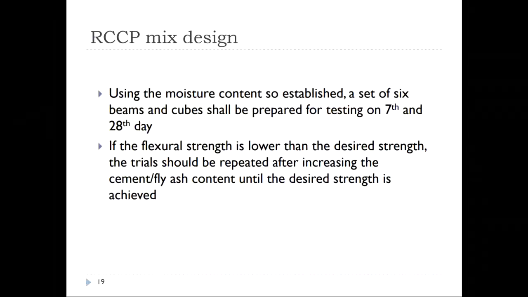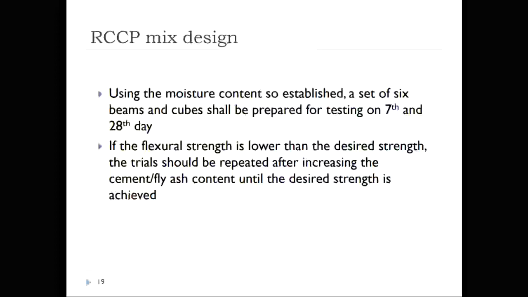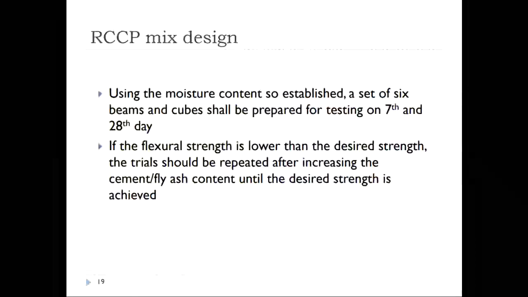Just like a conventional concrete, we are interested in the strength that is gained by these mixtures at the end of 7th and 28 days. So we have to check whether our target strength properties are achieved. Now, if flexural strength is lower than the desired strength, the trial should be repeated after increasing the cement fly ash, or basically the hydraulic binder content. You have to alter your hydraulic binder content and achieve your desired strength.